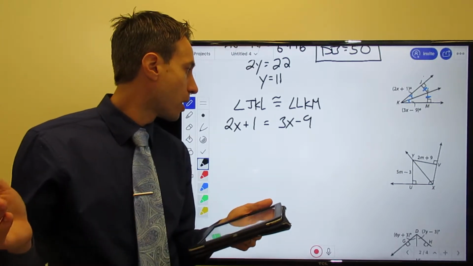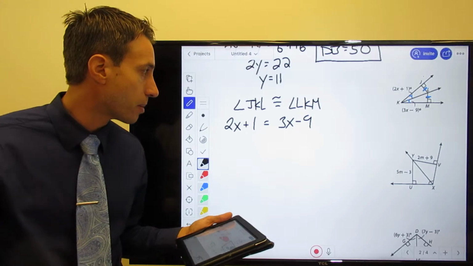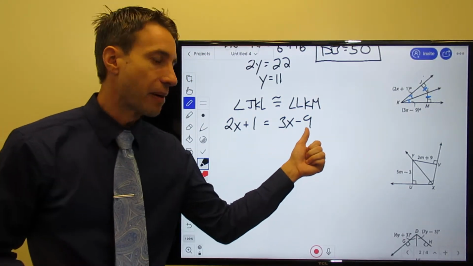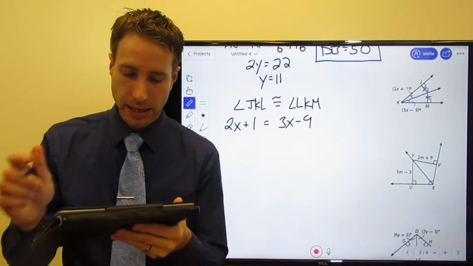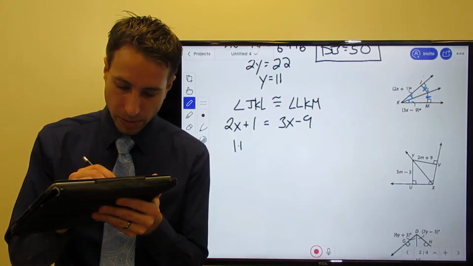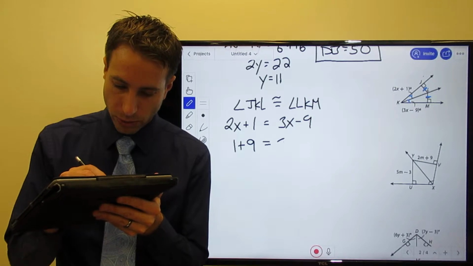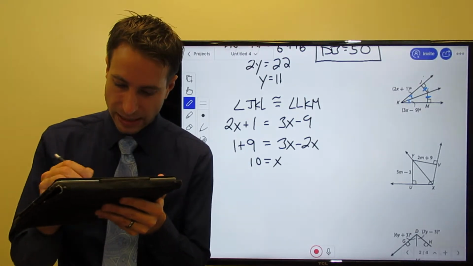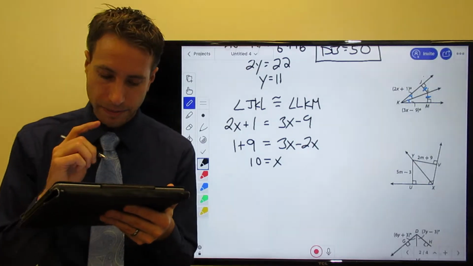Okay, great. Here we go. Another pretty simple algebra problem. We need to solve for x. I'll subtract 2x to this side. I have a minus 9, I'll add it to the other side. So 1 plus 9 is equal to 3x minus 2x, which means x is equal to 10.